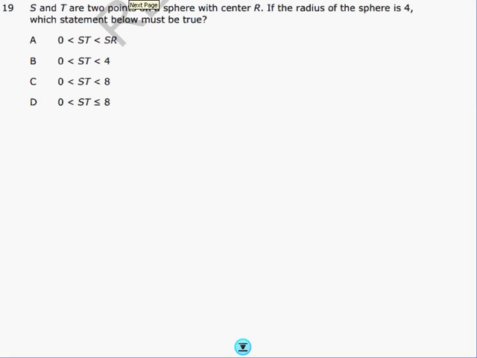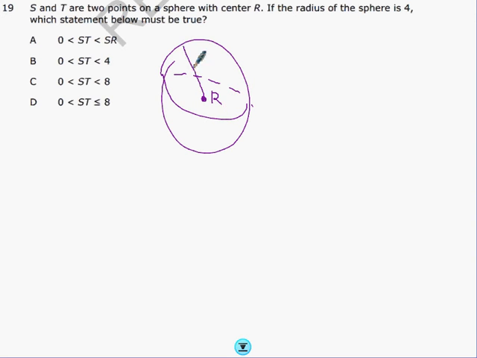S and T are 2 points on a sphere with center R. So let's draw a sphere with center R. And the radius of the sphere is 4. What statement must be true? Okay, they're talking about ST. Oh, SR is right here. Well, if S is on the outside of the sphere, R is in the center, so SR is 4. That's really the same statement as this. So they're probably both wrong.